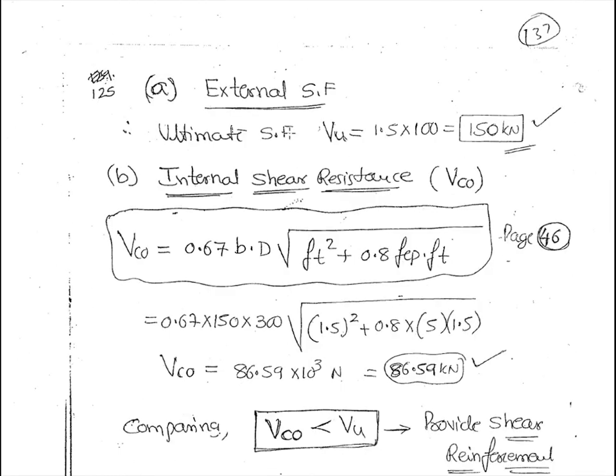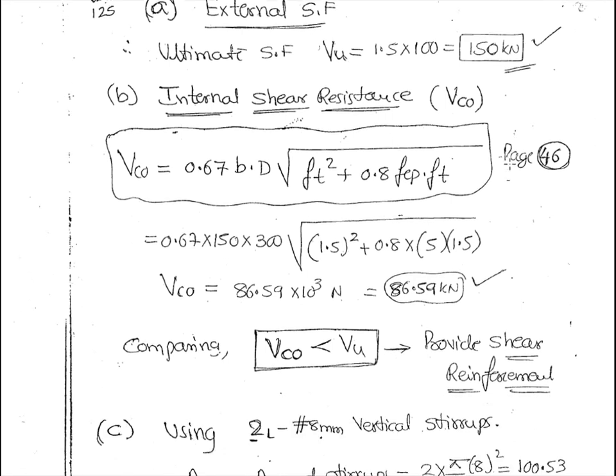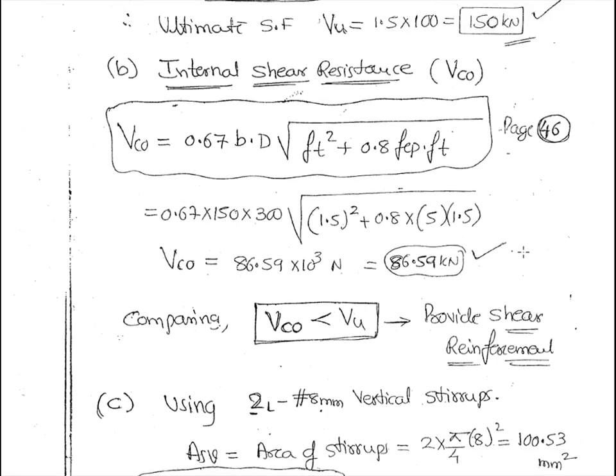First, the external shear force V is given, which you have to convert to ultimate shear force: 1.5 times 100 gives 150 kilonewton, that is VU. Then the internal shear resistance, the VC0 formula. You have to use this one from page number 46, 0.67 BD root FT square plus 0.8 FCP FT. In this formula all the data are known. You just have to substitute and get the answer.